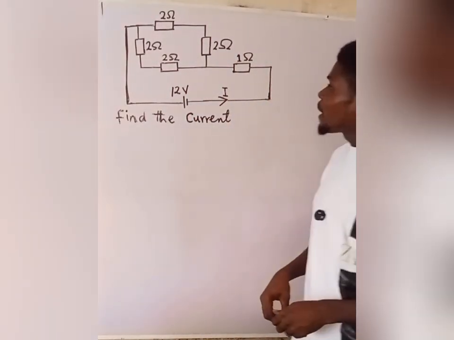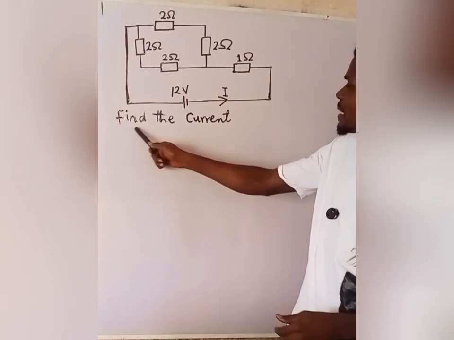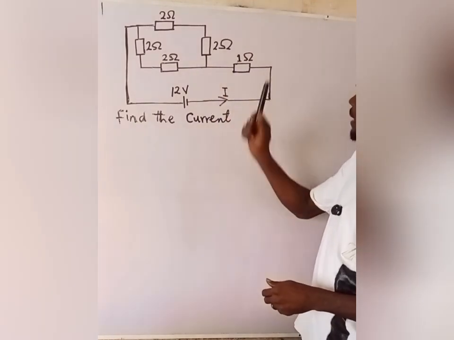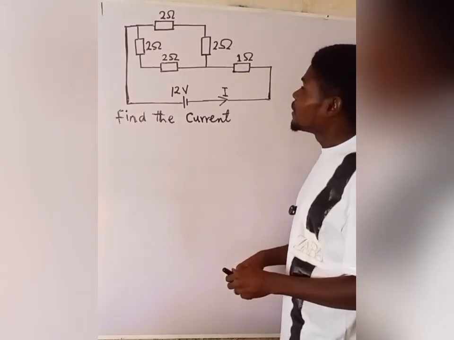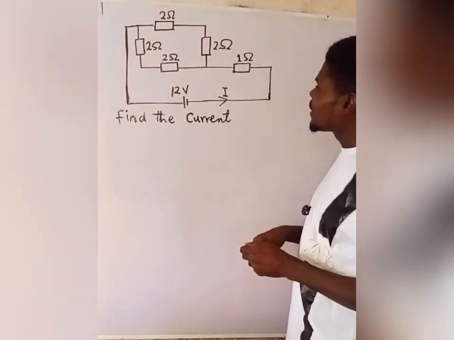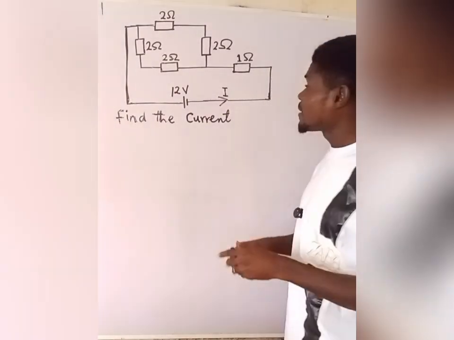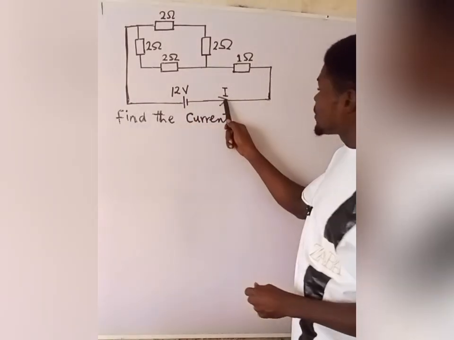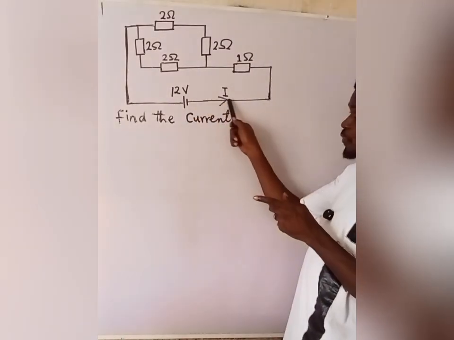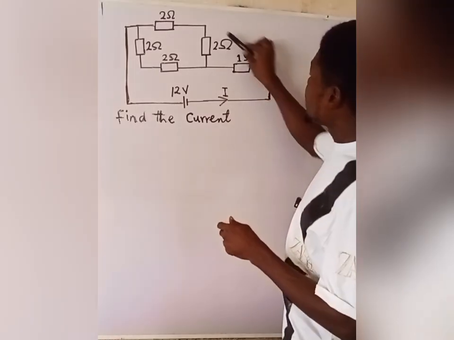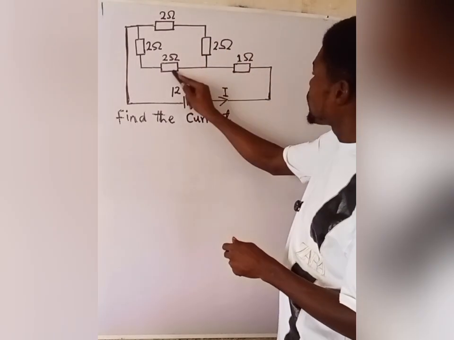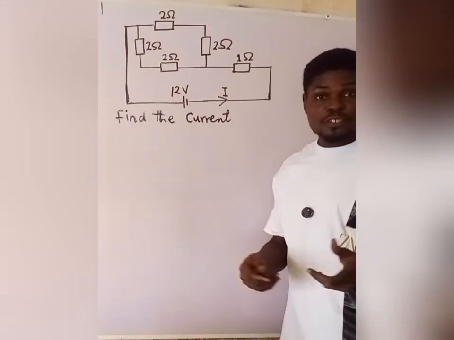All right, if they asked us to find the current, look at the diagram. Look at the current here. I is the current, remember. Then, if you look at the diagram very well, you find out that it has three major components. The first one is the voltage supply, which is 12 volts. Then this one is the current. You can see the direction of the current flowing. Then we have a network of resistors. We have 1, 2, 3, 4, and 5. There are 5 resistors there.